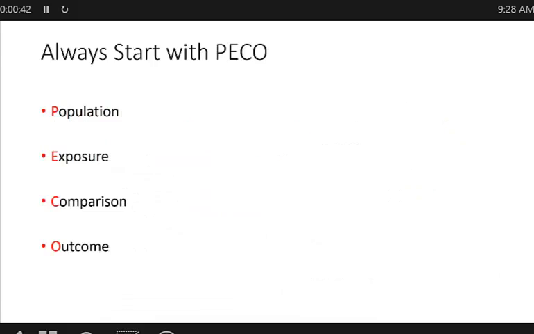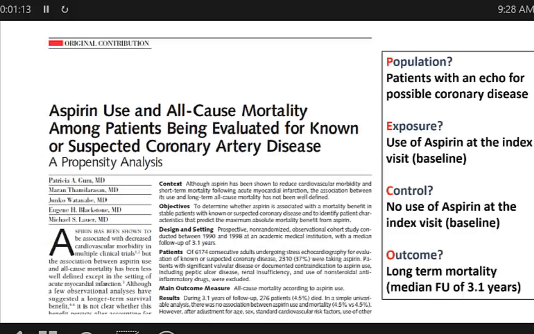What is P? P is for population. Who are they? Who are the subjects? And E is exposure. Okay, what is the risk factor they are studying? And then what is the intervention, if they intervene on patients? And what is the exposure of interest? Those are the same words, I might use them interchangeably. Okay? And C, what is the control group? Okay, what is the comparison? And then last, O, what is the outcome?